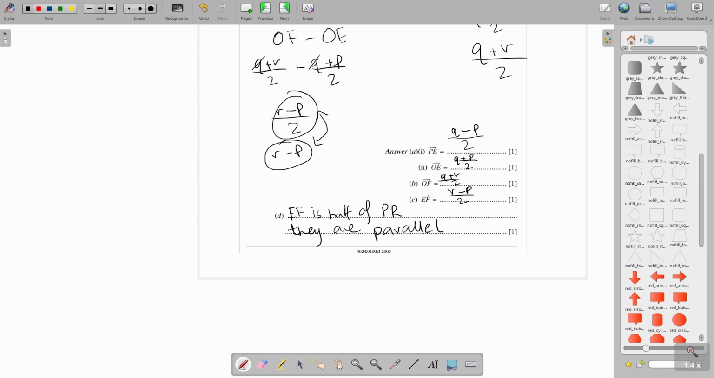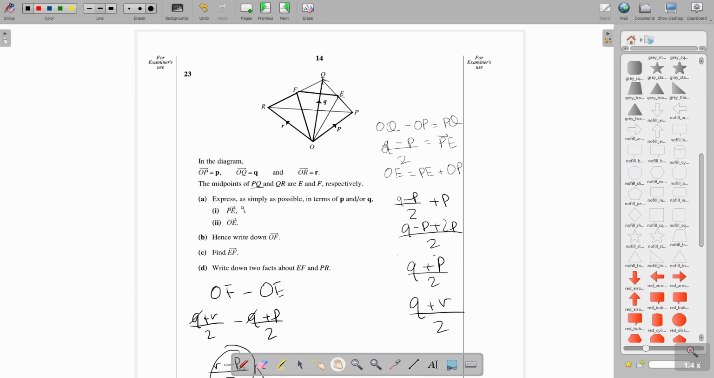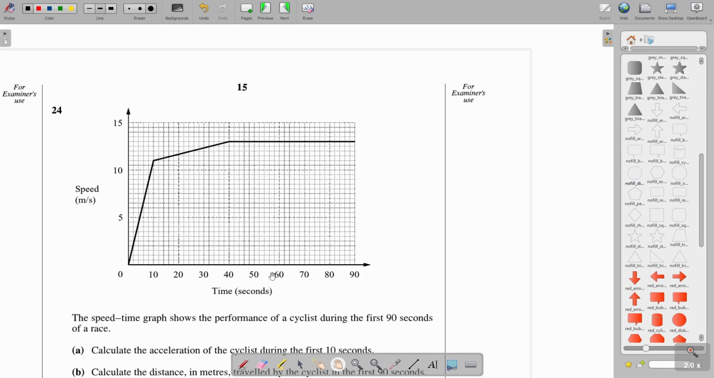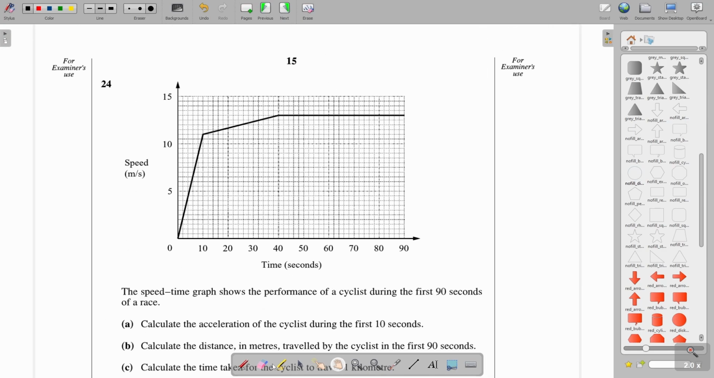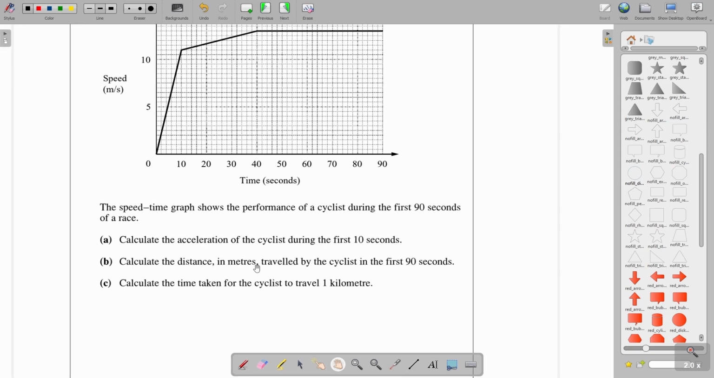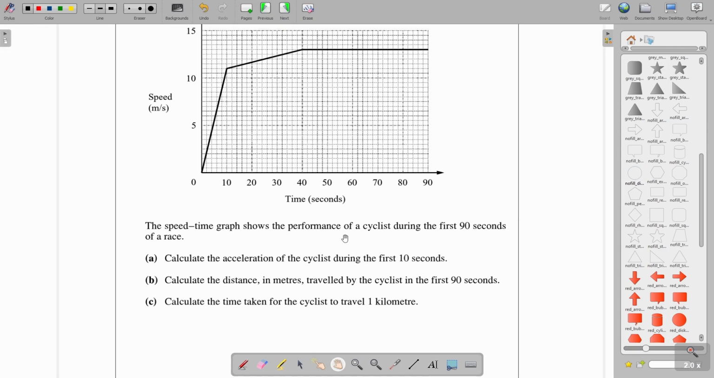And that's a simple question. Vectors are sometimes difficult to understand, but it's a pretty simple topic. Okay, we're down to question number 24, which shows a speed time graph, showing the performance of a cyclist during the first 90 seconds of a race. So calculate the acceleration of the cyclist during the first 10 seconds.